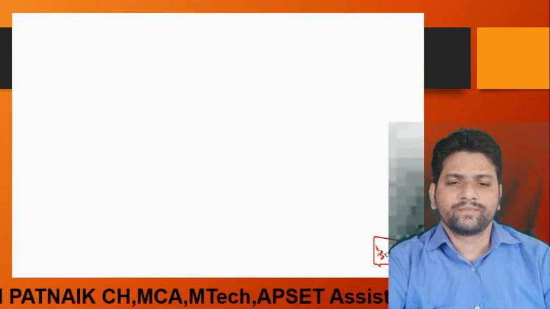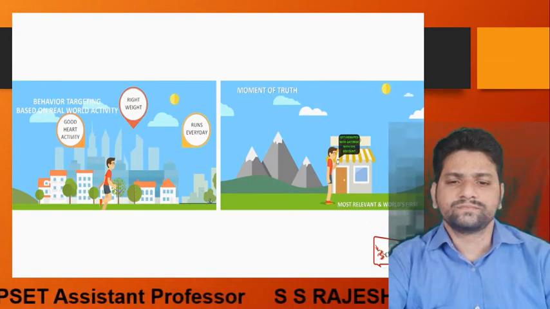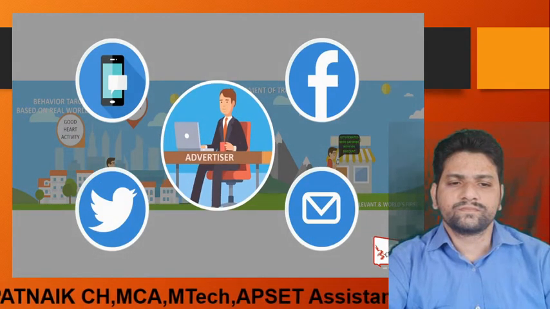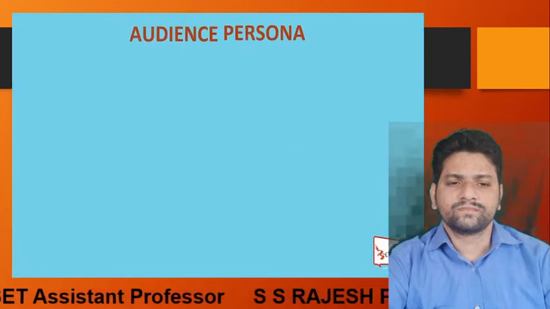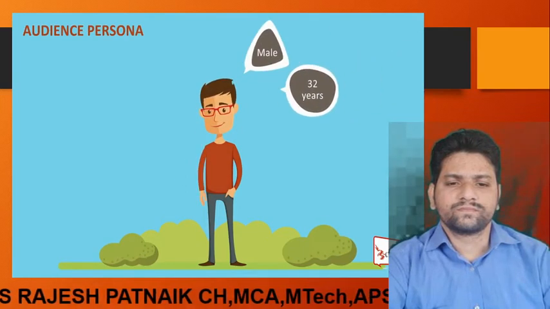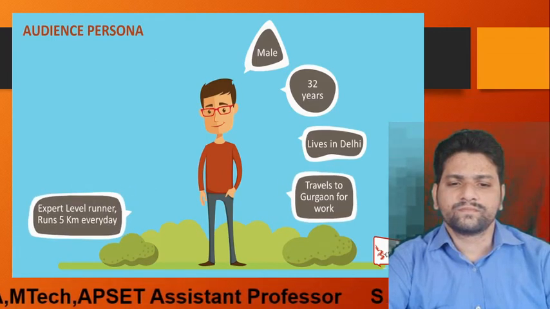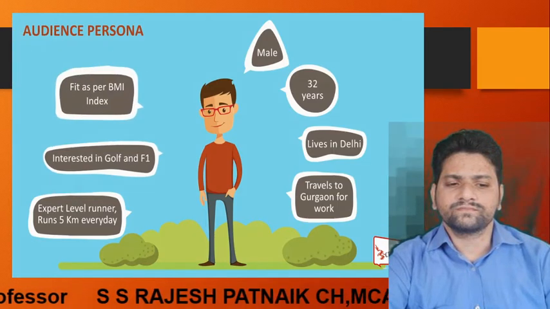With sharper and accurate targeting parameters through Internet of Things, and by reaching the users at their moment of truth on multiple platforms, mobile app, Facebook, Twitter, and email will ensure a definite increase in ROI for advertisers. Look at an example of the kind of profiling possible through data analytics from Internet of Things. Meet Steve. He's male, 32 years old, lives in Delhi, travels to Gurgaon for work, expert level runner, runs 5 kilometers every day, interested in golf and Formula One, completely fit as per his BMI index, owns an SUV.